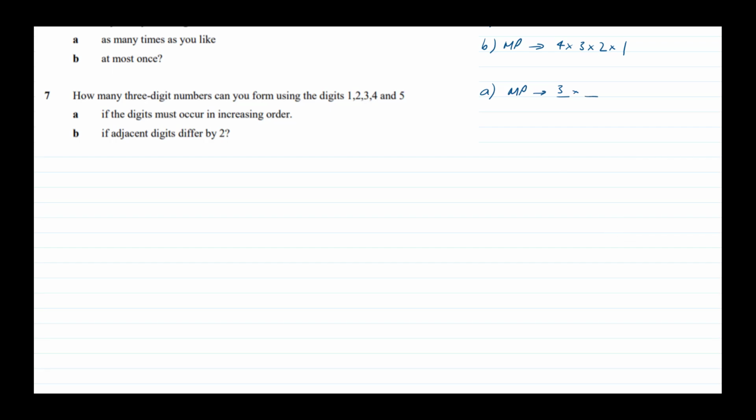And then we've got a problem. Because if 1 is chosen, well, now it could be 2, 3, 4 as the second digit. But if 2 is chosen, it can only be 3, 4. And if 3 is chosen, it can only be 4.